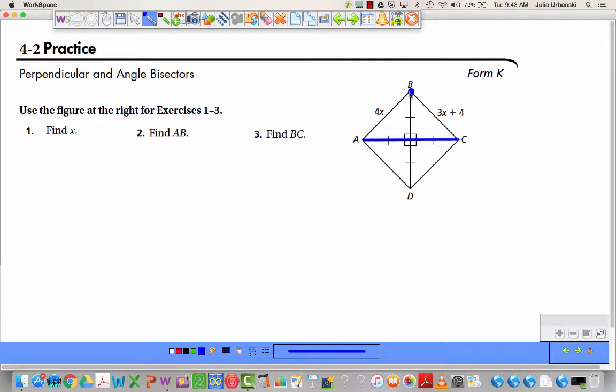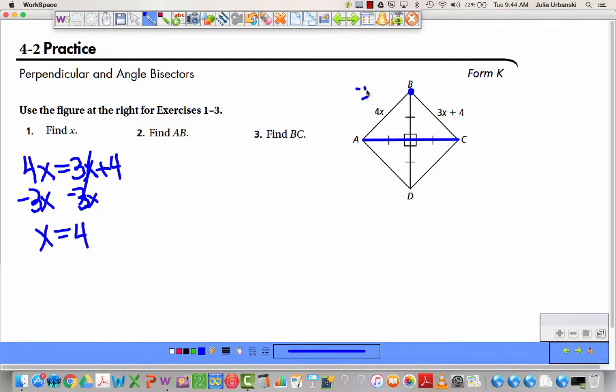So you should have noticed that the distance from B to A is the same as B to C. So we would say that 4x equals 3x plus 4. And that would mean that when you subtract 3x from both sides, you get 1x equals 4. For this one, to find AB, you just plug it in.